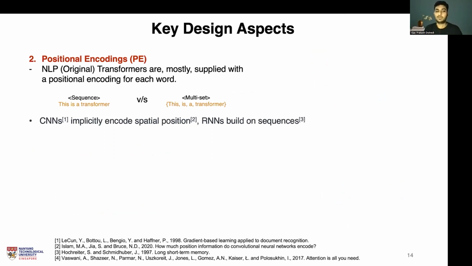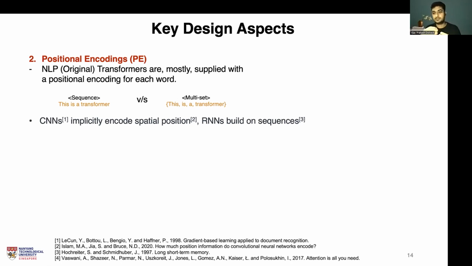Second is the positional encoding. In NLP, the transformers are mostly supplied with a positional encoding for each word. What it means is that if we did not have positional encoding in the transformers, we would simply be having a multi-set of words. And with positional encoding, it becomes a way to inform the transformer about the sequential structure that sentences have, the words in the sentences have.